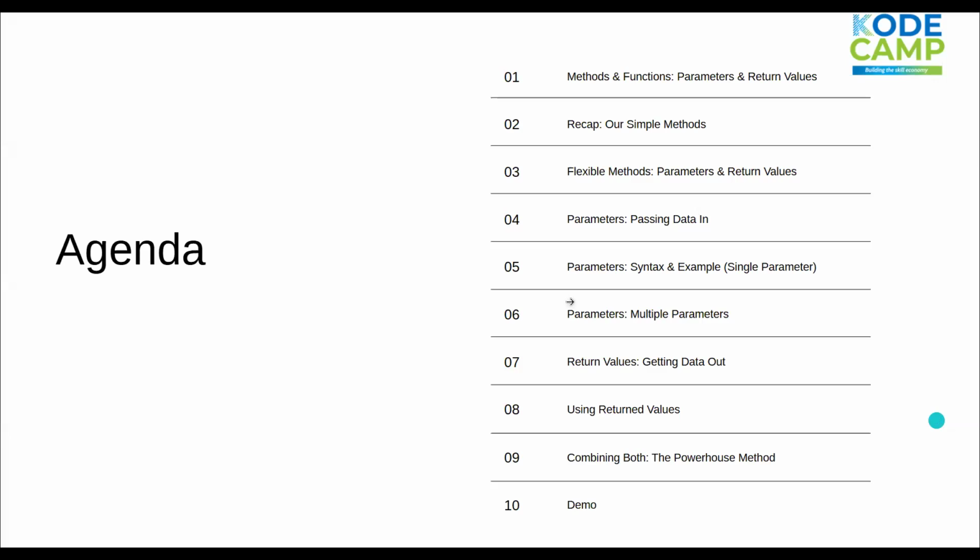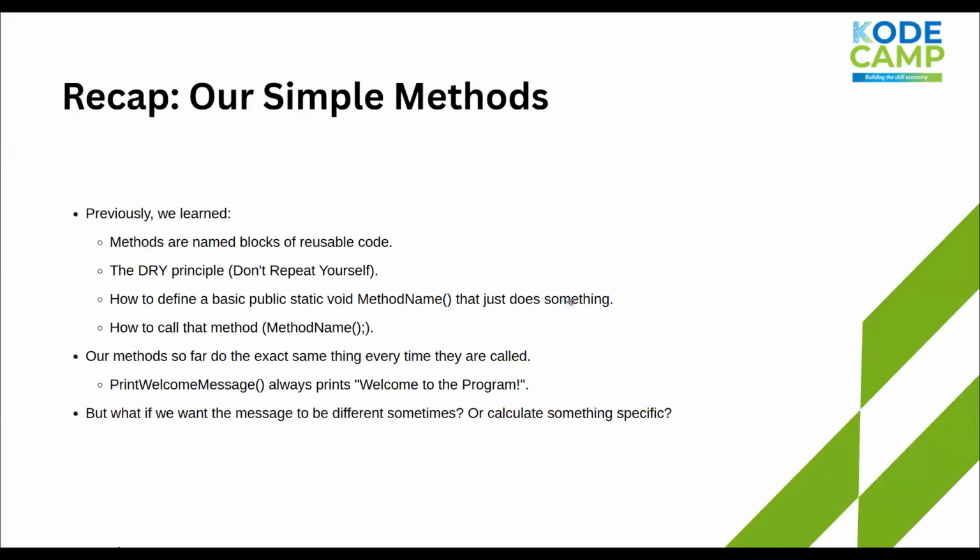Previously we learned about methods, which are named blocks of reusable code, and we talked about the DRY principle, which means don't repeat yourself. So we saw how we can define a method. We define a method with the access keyword, public, then the return type, which in our last class was void. We're not returning any values, so when you're not returning a value, it is a void method. Then we gave it a method name, then added our parentheses, open and close, and the body. Those were how we were able to create a method.